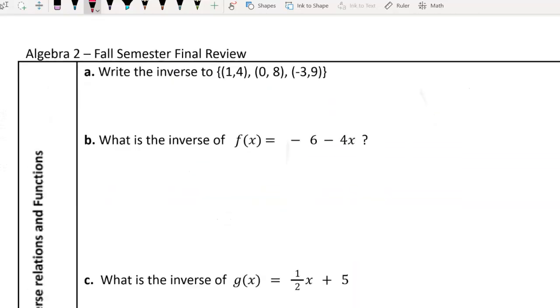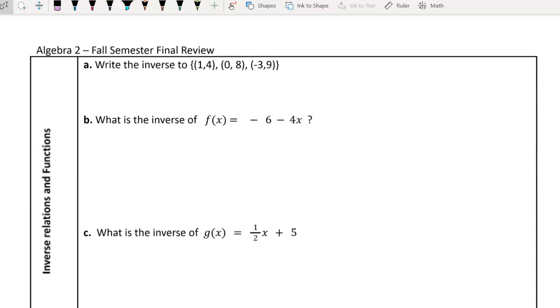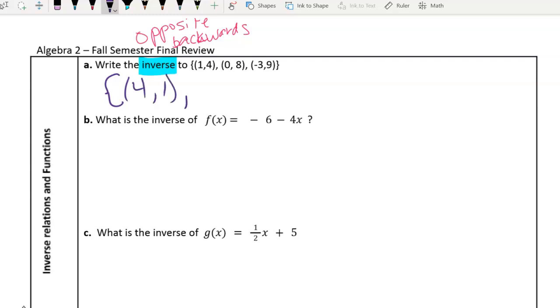All right, ready? Next section, we're writing the inverse. So the textbook definition of inverse is like opposite or backwards. So when we're writing the inverse or the opposites of these points right here, what do you think our first point, 1, 4, what do you think that one's inverse is going to be? 4, 1, good. And what about 0, 8? 8, 0. And the last one? Yep.